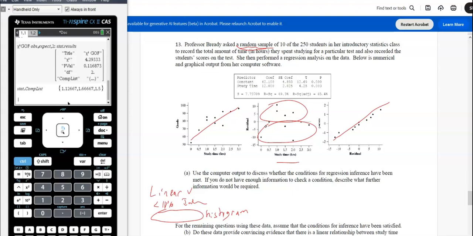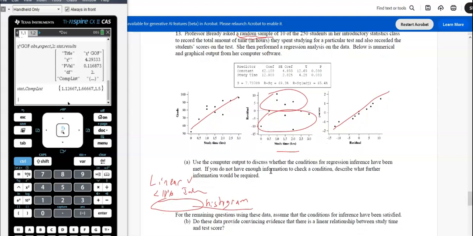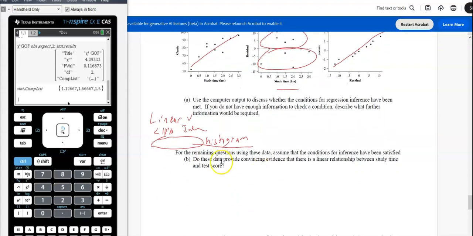I think you would have gotten credit for what we said here. You need a histogram or something because it's not officially part of the AP curriculum, although we sometimes learn it. You can use it, but you don't have to know how to do it. For the remaining questions using the data, assume the conditions for inference have been satisfied. Do these data provide convincing evidence that there is a linear relationship between study time and test score?